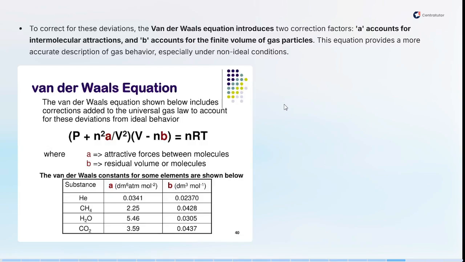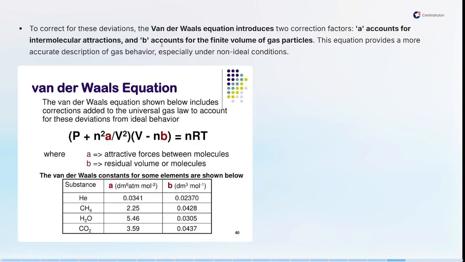These parameters include A, which tries to account for the intermolecular force of attraction, and also another parameter B, which tries to account for the finite volume of gases. So the equation tries to provide a more accurate description of gas behavior, especially under these non-ideal conditions.